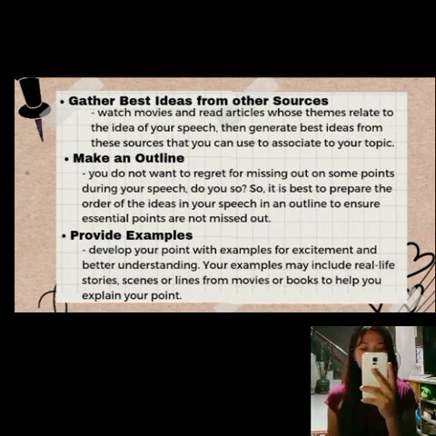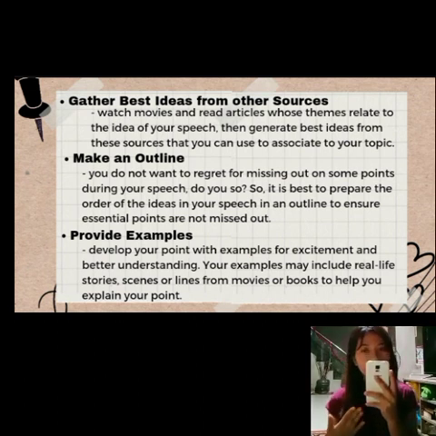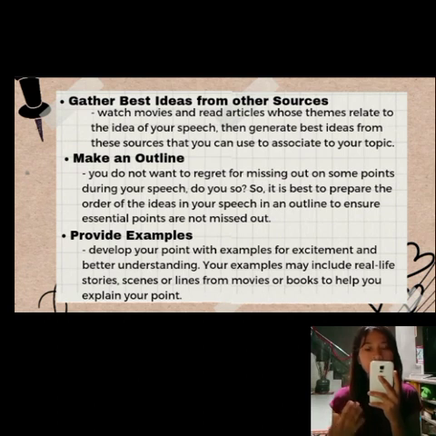Provide examples. Develop your point with examples for excitement and better understanding. Your examples may include real life stories, scenes or lines from movies or books to help you explain your point. So, you must not forget to set an example while you're delivering a speech. For example, a teacher who sets an example to the students gives it through real life or a story, so that the students can better understand how they can do it.